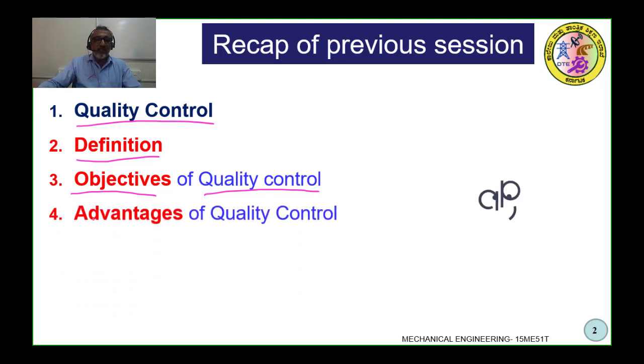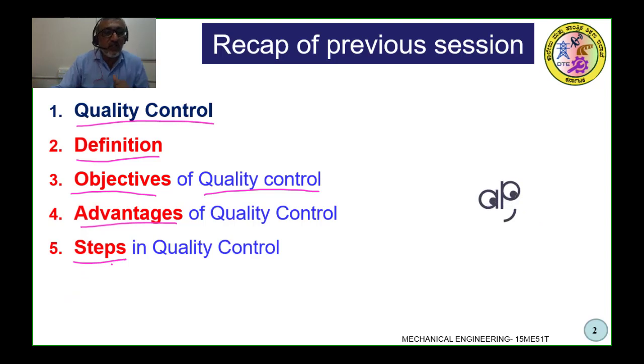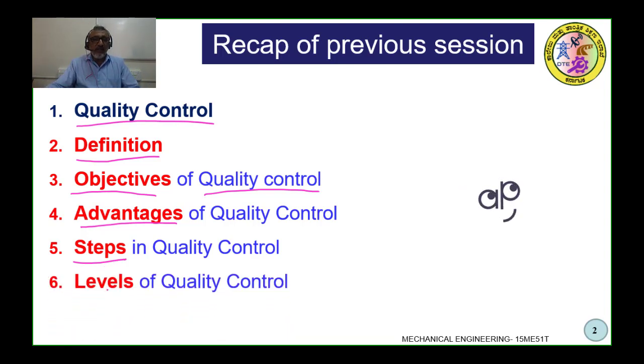Then we discussed the advantages of quality control, and we discussed the steps of quality control in our previous class. And finally, we had also discussed the levels of quality control: the acceptable level, the appropriate level, and the aspirational level. So these are the things which we had discussed in our previous class.